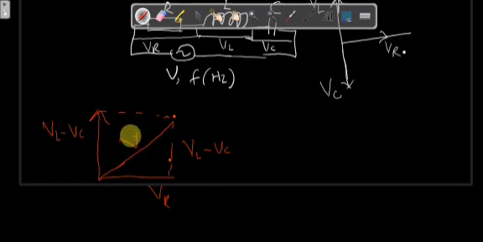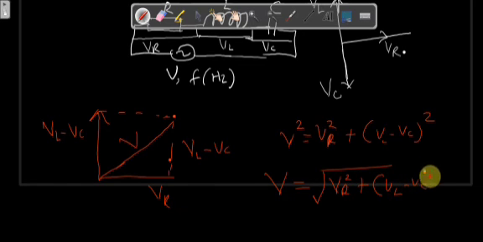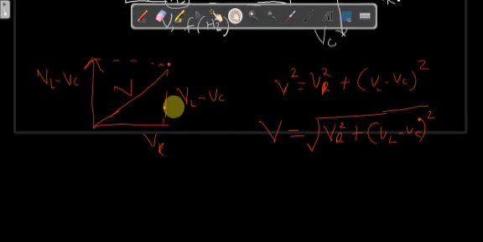If I apply Pythagoras theorem here, I'm going to have V squared equal to VR squared plus VL minus VC squared. So from here you can see that the VRMS voltage is equal to the square root of VR squared plus VL minus VC all squared. This is the magnitude of the voltage in the RLC circuit.